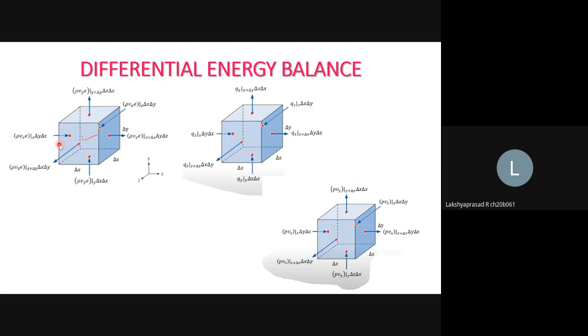Here energy is entering and here energy is leaving along the x direction. Similarly along y and z directions, and thus we can write down the net energy leaving the control surface of the control volume, and then divide by delta x, delta y, delta z as we normally do.